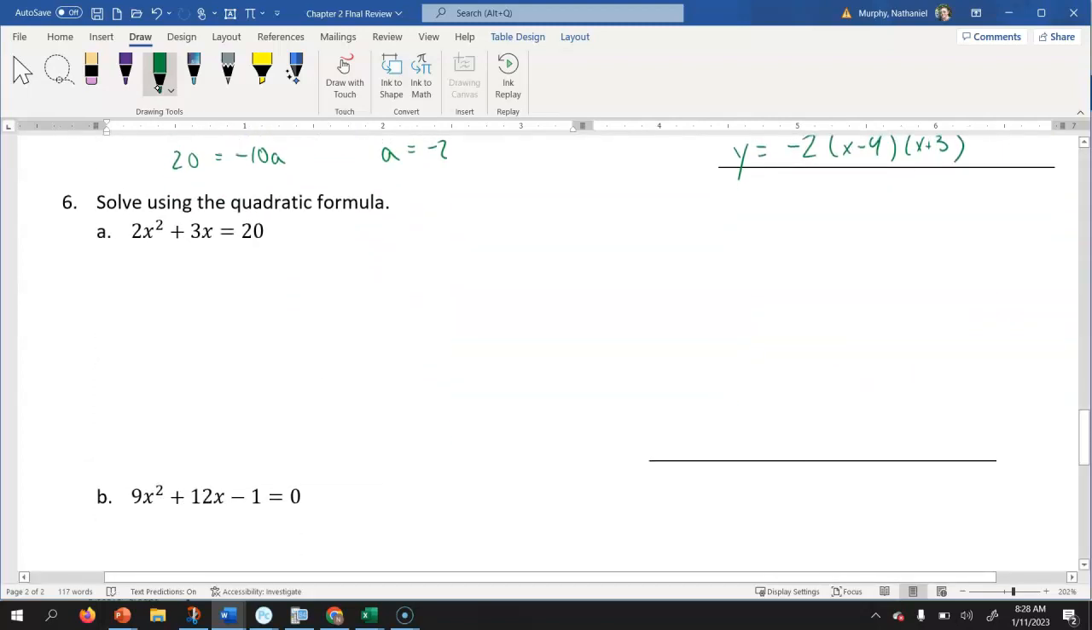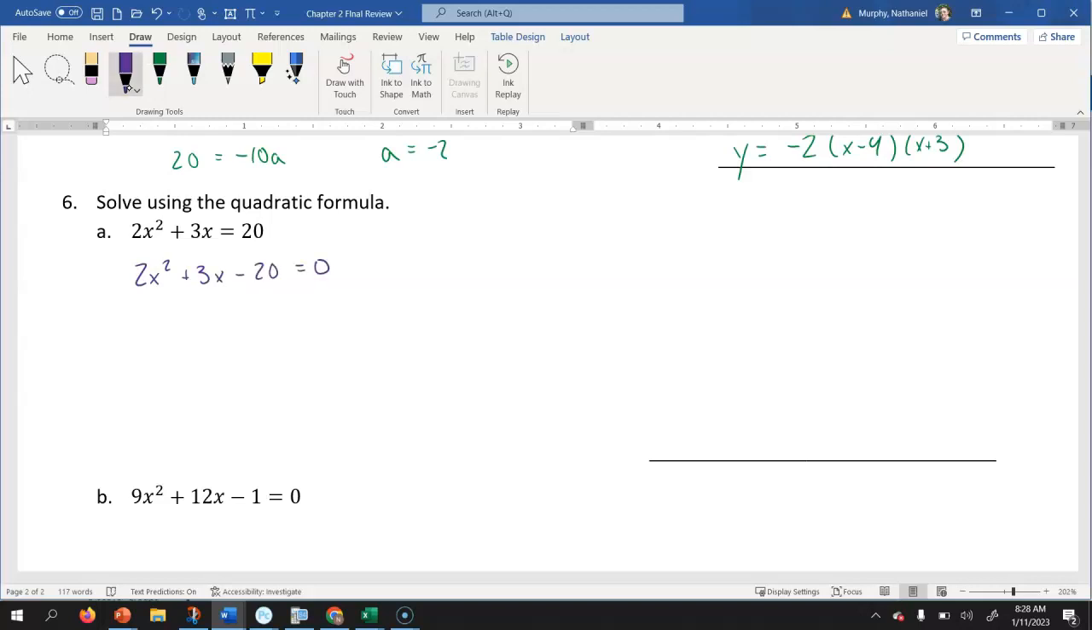All right, for the next couple, we're going to solve these using the quadratic formula. So let's look at 6a. For this one, remember when you use the quadratic formula, you want to get it equal to 0 and in standard form. So now we have it in standard form equal to 0. So we're going to use the quadratic formula. It'll be x equals the opposite of b, so negative 3, plus or minus the square root of b squared, so 9, minus 4 times a, which is 2, times c, which is negative 20. And all of that is divided by 2a, so 2 times 2.